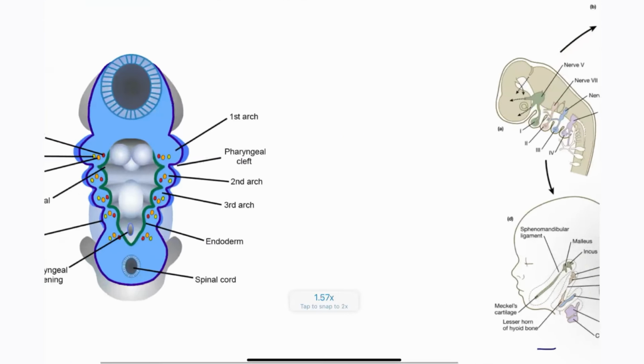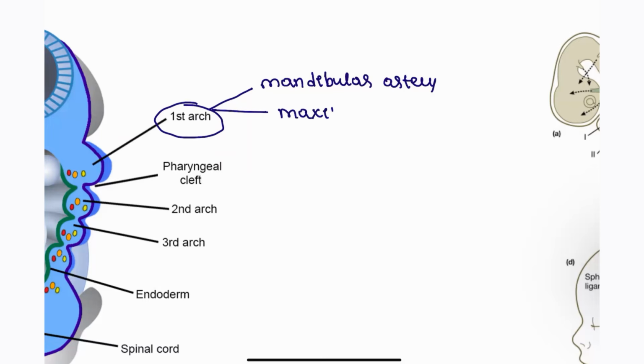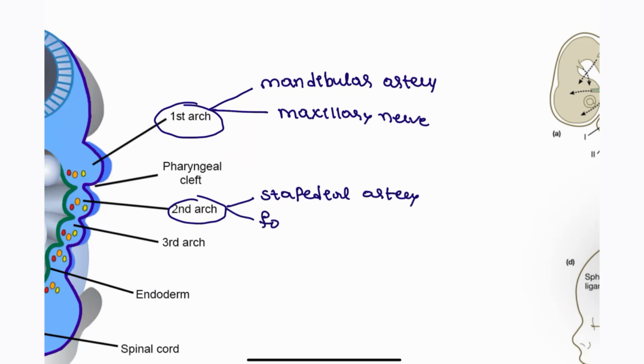So first, from the pharyngeal first arch, what are the contents? At least remember these important points, guys. From the first one, you are going to have the mandibular artery and maxillary nerve. Don't confuse between these two. Maxillary nerve. Next, second arch. From the second arch, it is going to be the stapedial artery. This is the stapedial artery and the facial nerve. This is the facial nerve that is going to come from the second one.